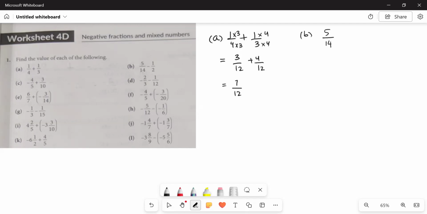Now the next one, 5 upon 14 minus 1 upon 2. Again, we have two different fractions, but this time 2 is a factor of 14. So we need not multiply 14 by any other number, because if we multiply 2 by 7, we can have both the denominators same, right? In this case, we need not multiply both the denominators with each other. 5 upon 14 minus 7 upon 14. And after we have got two same denominators, we'll simply subtract 5 and 7 with each other.